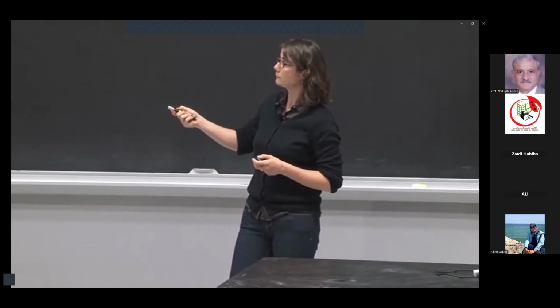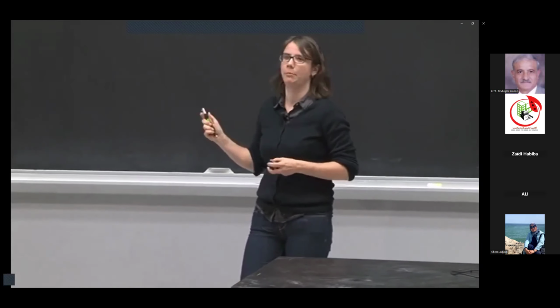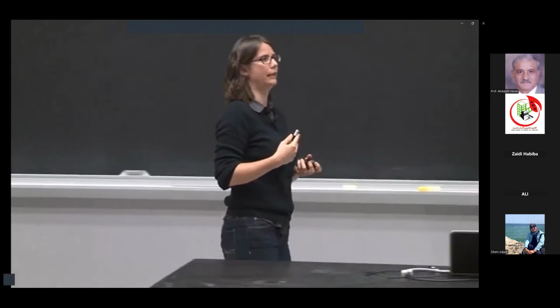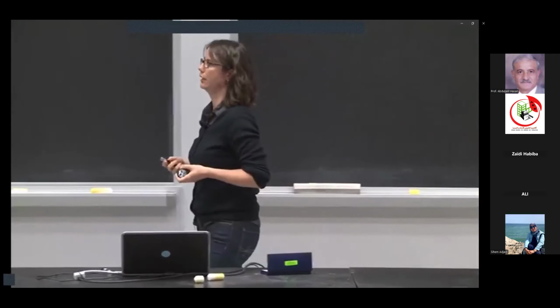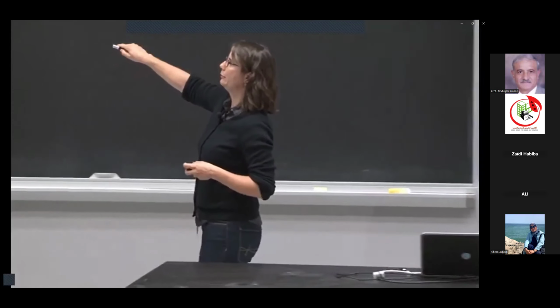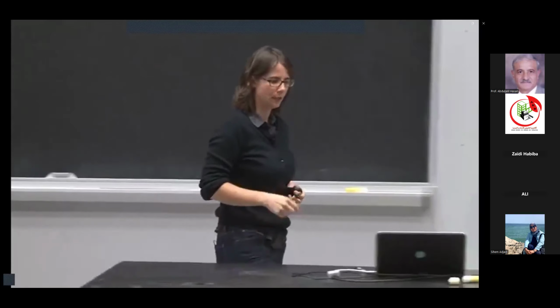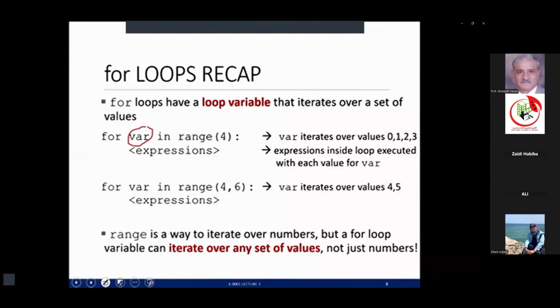So the next thing I want to talk about is a little bit of recap on for loops. And we're going to see how we can apply for loops very easily to write very nice readable code when dealing with strings. So remember that for loops had a loop variable, right? My loop variable being this var here in this particular case. It could be anything you want. And this variable in this particular case iterates over this sequence of numbers, 0, 1, 2, 3, 4.